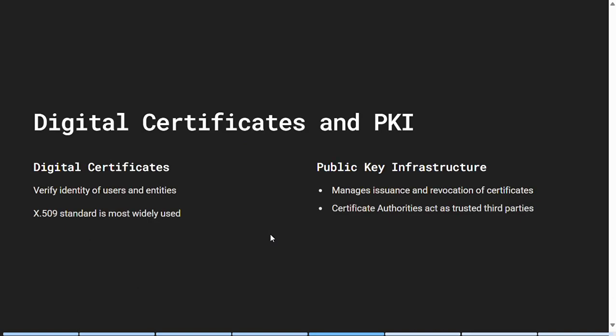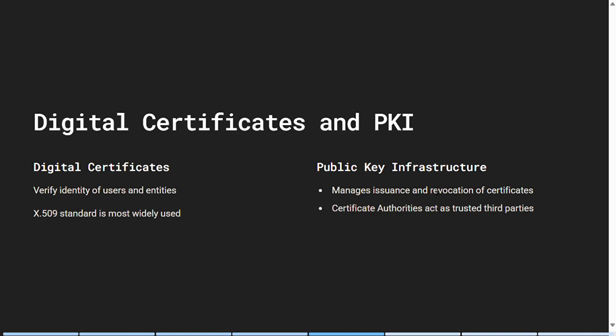Next, digital certificates and PKI. PKI stands for Public Key Infrastructure. Digital certificates: electronic document proving ownership of a public key. Its standard is X.509, which is most commonly used. Public key infrastructure: framework for managing keys and certificates. Certificate authorities: trusted entities like DigiCert, Let's Encrypt, etc. It issues and revokes certificates.